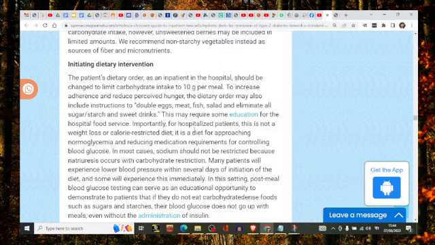So this is the fourth part, and I have so far read up to this initiating dietary intervention section. So in this video today, I'm going to start reading from here. Okay, so without further ado, let's start.